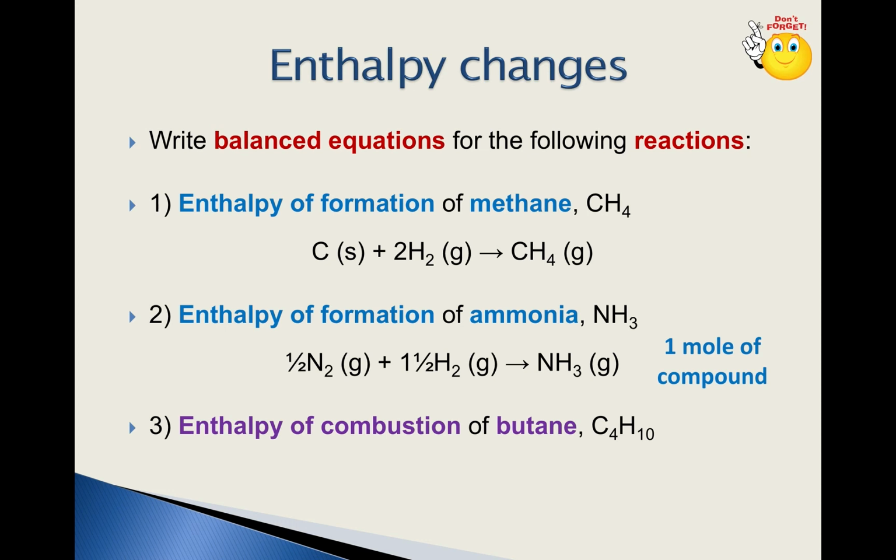The final example is the enthalpy of combustion of butane, C4H10. Enthalpy of combustion, again, is where 1 mole of compound is completely burnt in oxygen. So the products are going to be carbon dioxide and water. So there's the equation: C4H10 plus O2 goes to CO2 plus H2O. 4 carbons on the left, so put a 4 in front of CO2 to balance the carbons. 10 hydrogens on the left, so again, 5 in front of water. 5 times 2 will give you 10. So that's balancing the hydrogens.